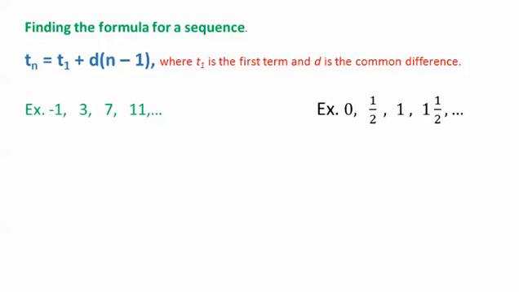is the common difference. So this sequence here, you can take that and write it into a table. My numbers in the sequence are in the y column.